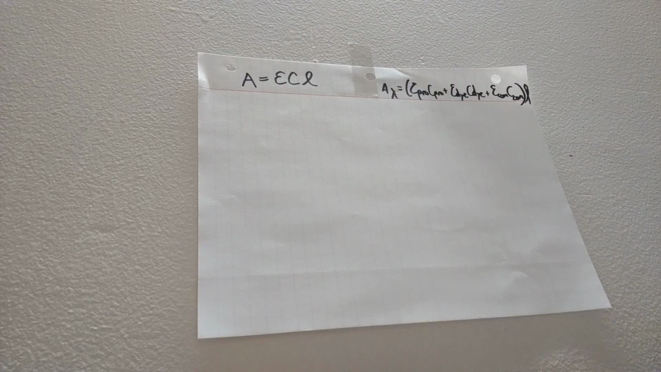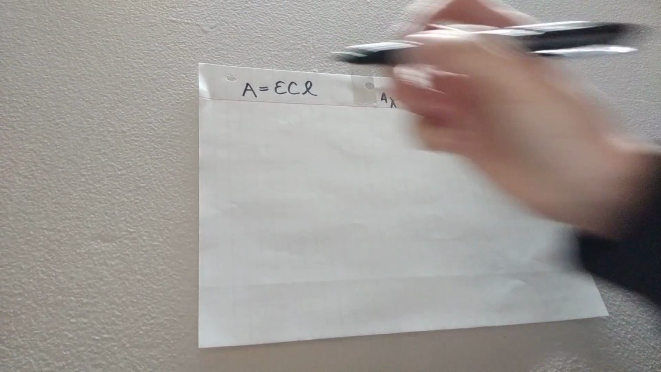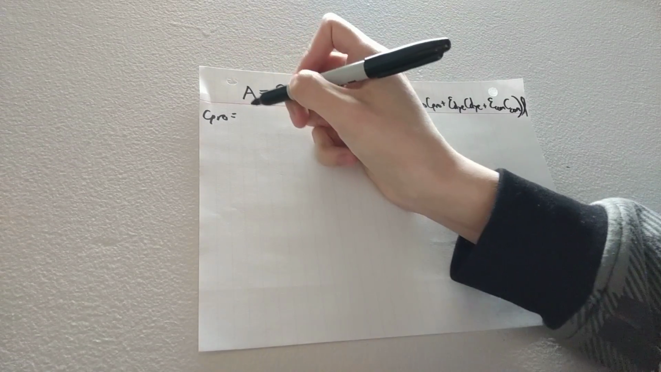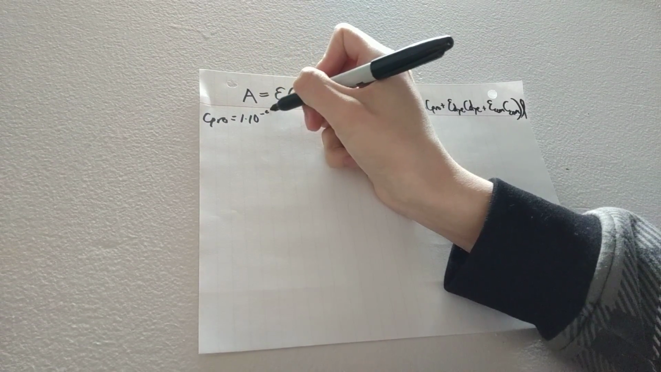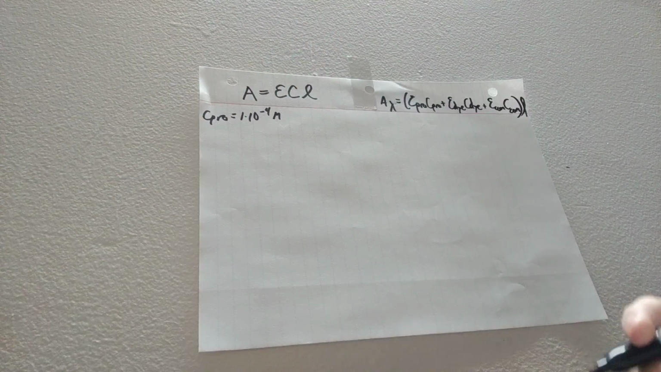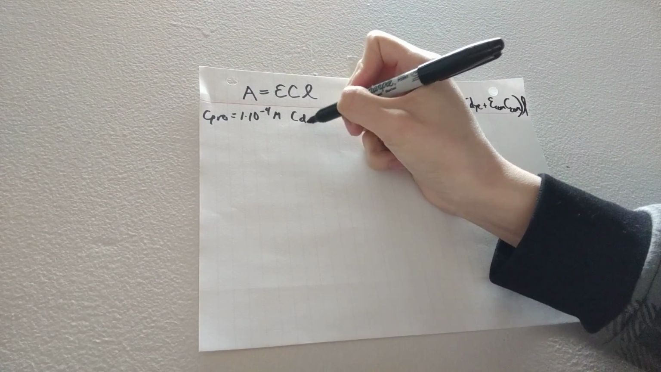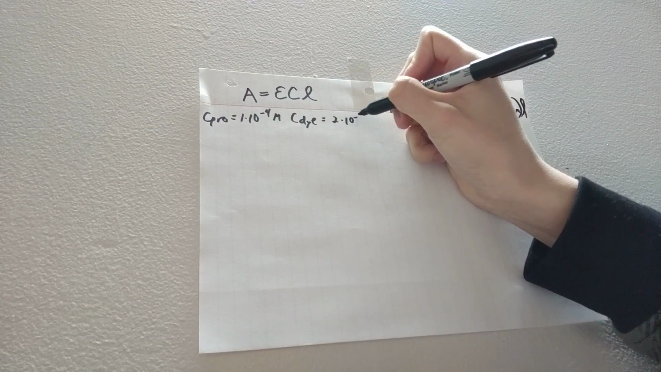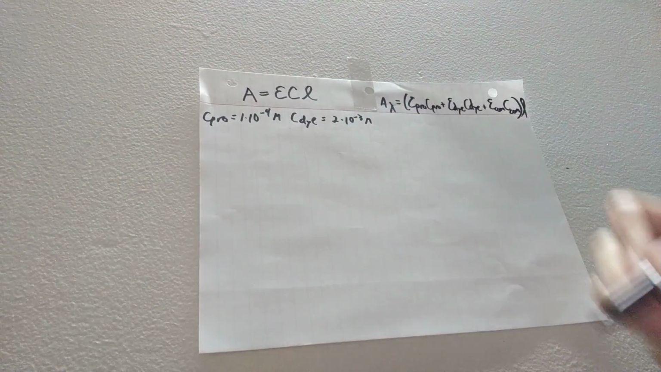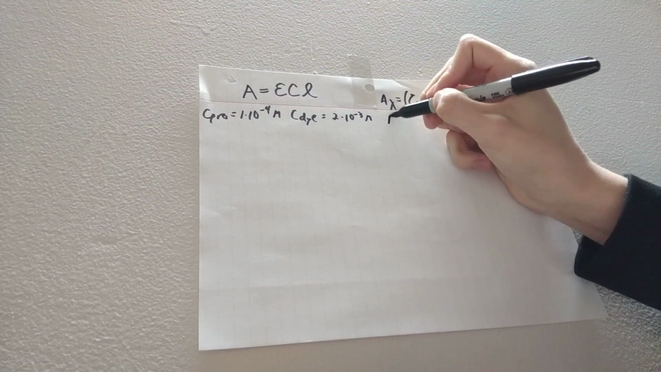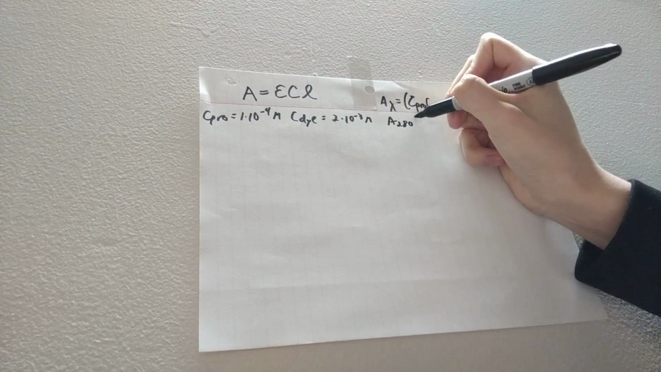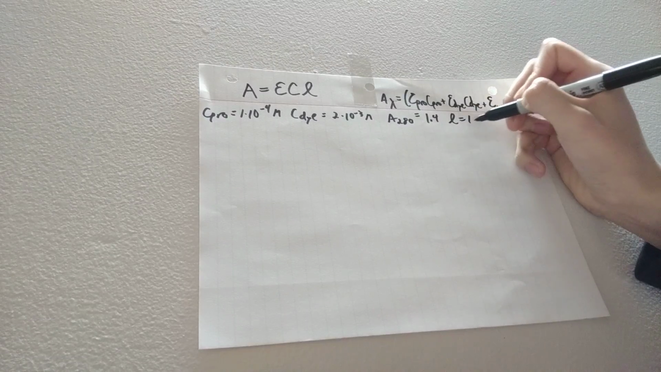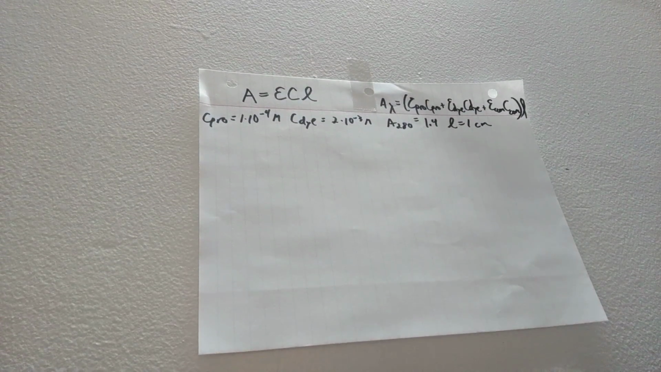So I'm going to write my givens. The concentration of the protein is 1 times 10 to the negative 4th molar. Concentration of the dye is 2 times 10 to the negative 3rd molar. The absorption at 280 nanometers is 1.4. Length of the cell is 1 centimeter.